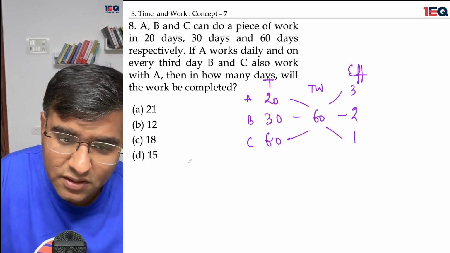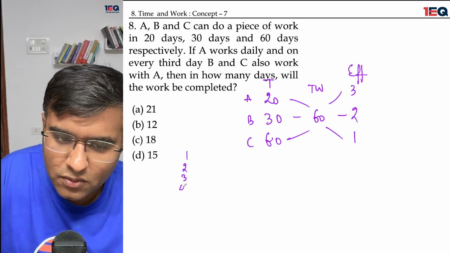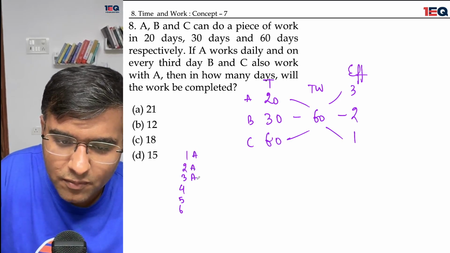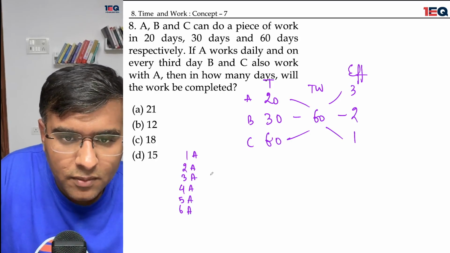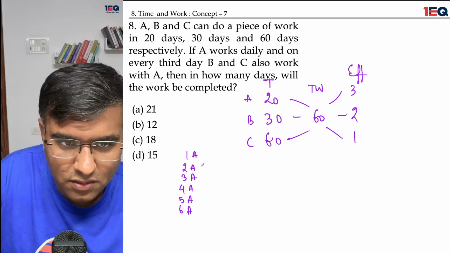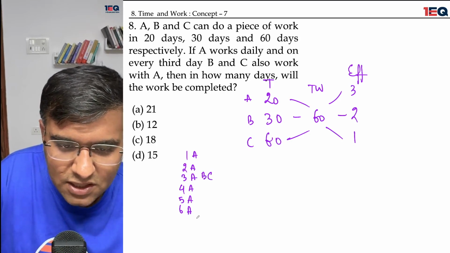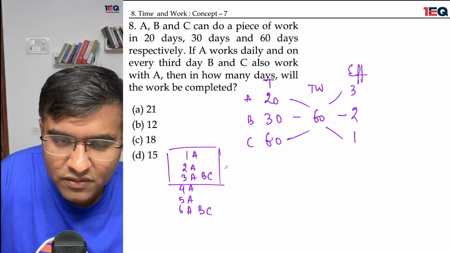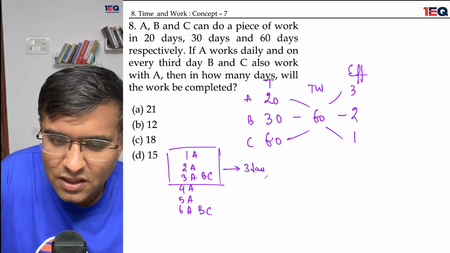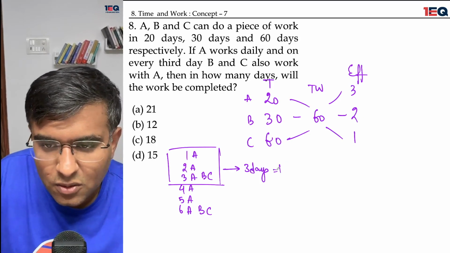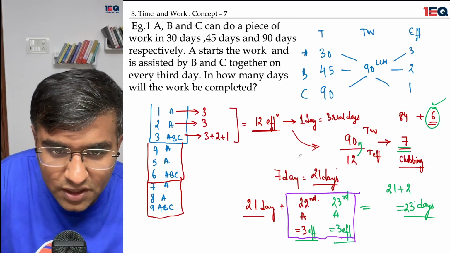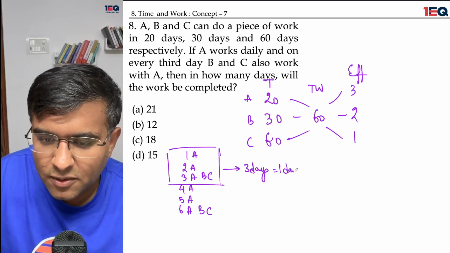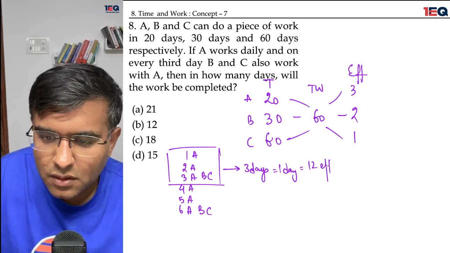Now, every third day, the pattern is going to be the same. 1, 2, 3, 4, 5, 6. I'm just writing it right now, okay? You need not write it that way. A is working daily. B and C are only working on every third day. This is B and C coming on the third day. This creates a trio of 3 days. So I'll consider 3 real days to be 1 day, and the total efficiency per day is 3 plus 3 plus 3 is 9, 9 plus 3 is 12. This is 1 day, and 1 day would have 12 efficiency.